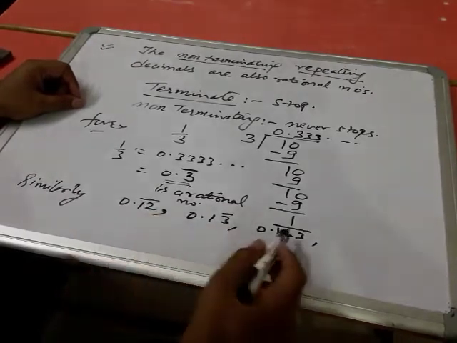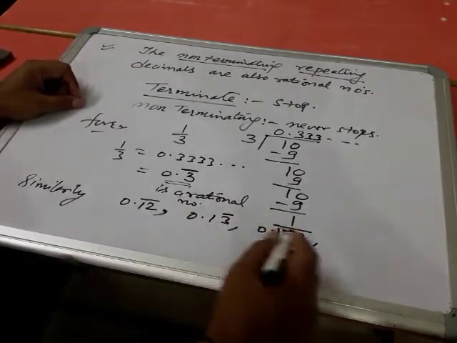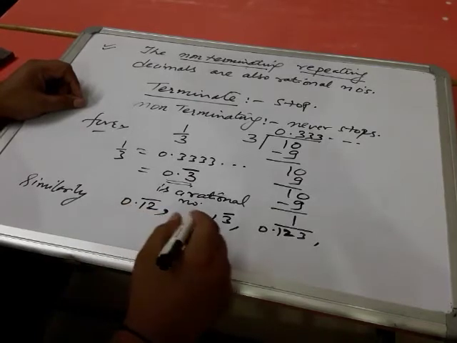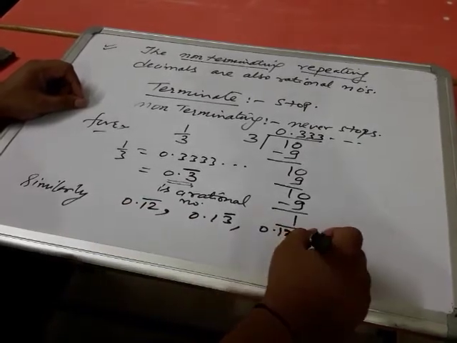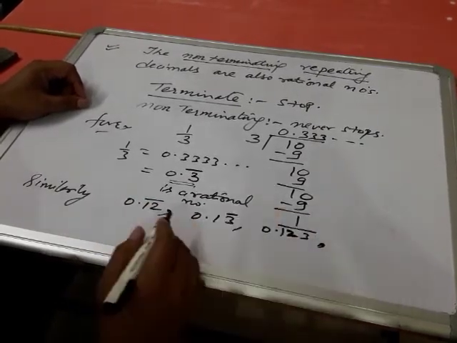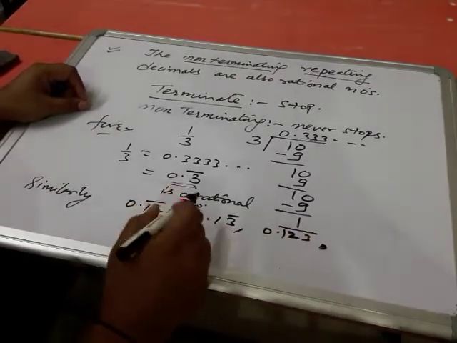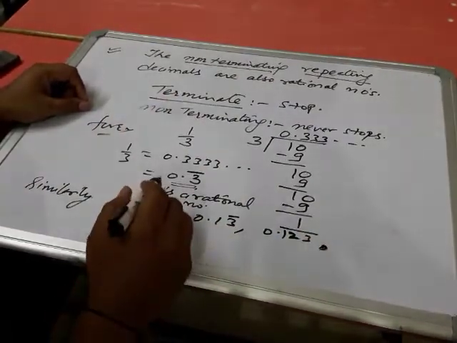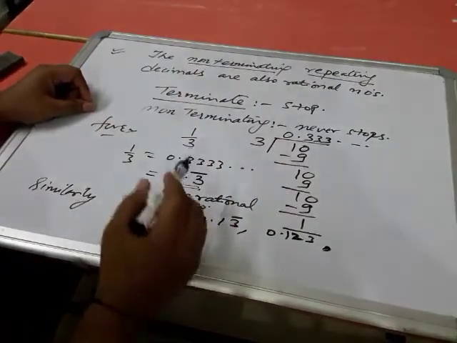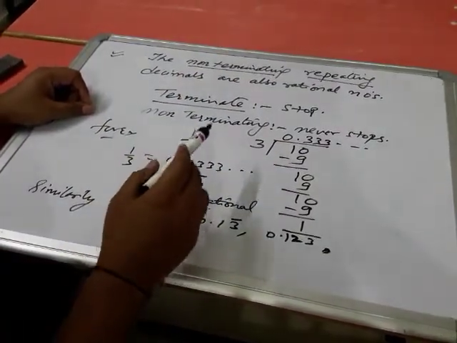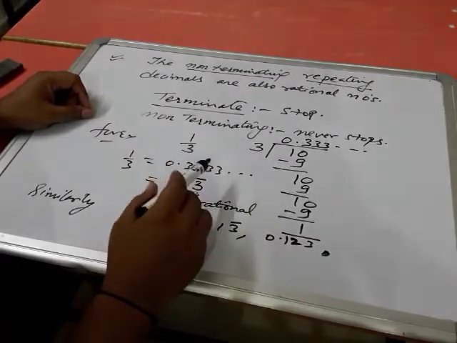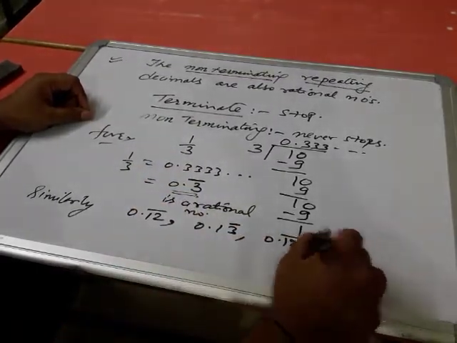These types of decimals are rationals. We can express them in P upon Q form. In the 9th standard we have done how to express these decimals in P upon Q form. So we will move further. Now we have understood what are rational numbers. The second definition of rational numbers is that decimals which are non-terminating and repeating are also rational numbers.